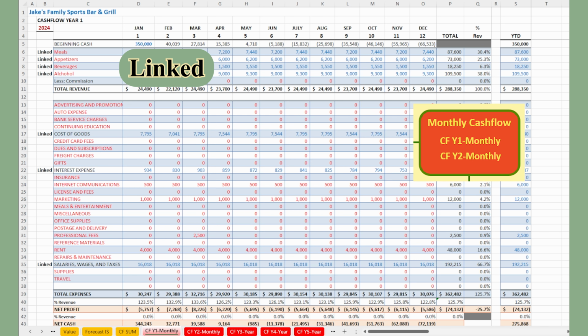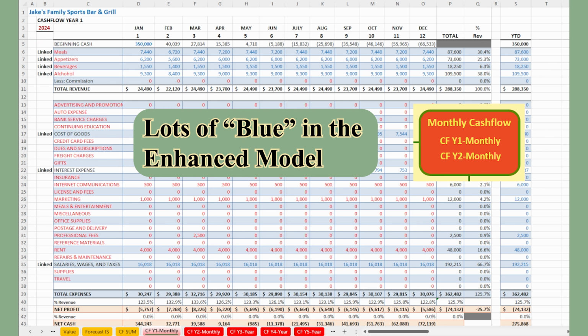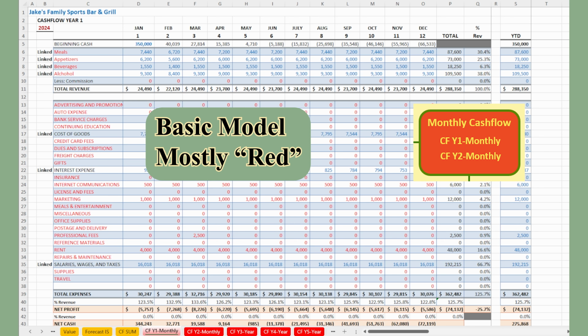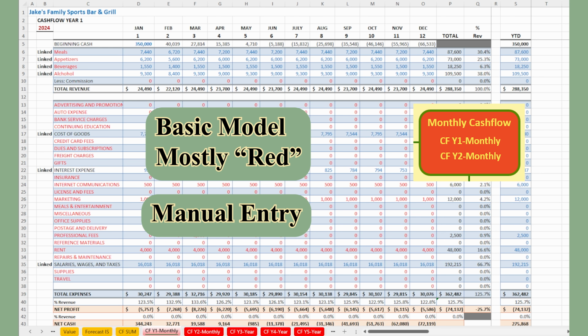The word linked appears off to the left as a reminder that these cells are fed from another place in the model. Notice all the blue on this page. This is because assumptions are feeding in from other tabs. Cost of goods sold, interest expense, salaries, wages, and taxes. All of this is red in the basic model. You have to enter and calculate this information yourself.